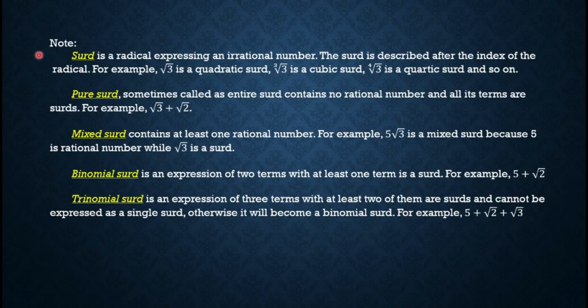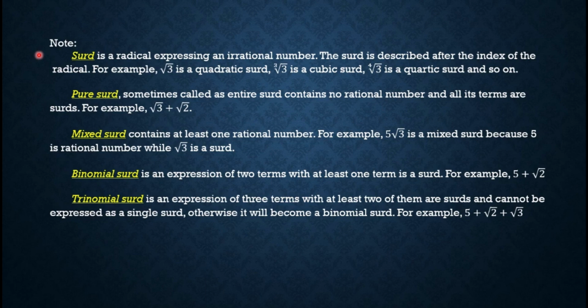So in radicals, we also talk about surd. What is surd? Surd is a radical expressing an irrational number. The surd is described after the index of the radical. For example, square root of 3 is a quadratic surd. Cube root of 3 is a cubic surd. Fourth root of 3 is a quartic surd, and so on. So the pure surd, sometimes called entire surd, contains no rational number and all its terms are surds. For example, square root of 3 plus square root of 2. So that is the pure surd.